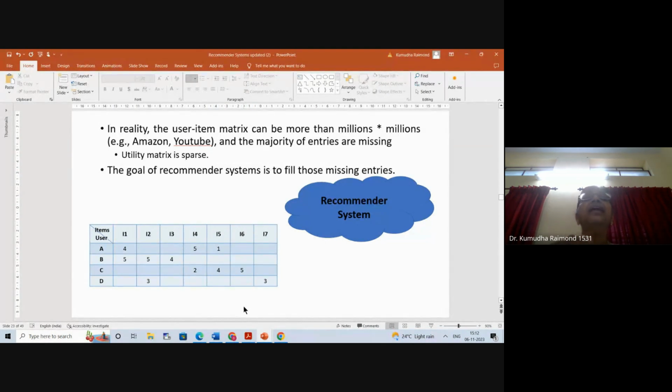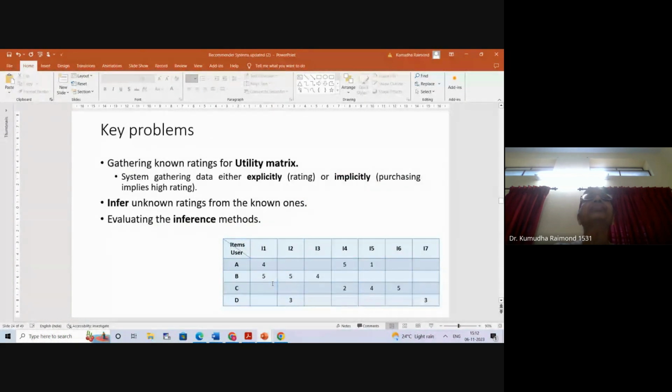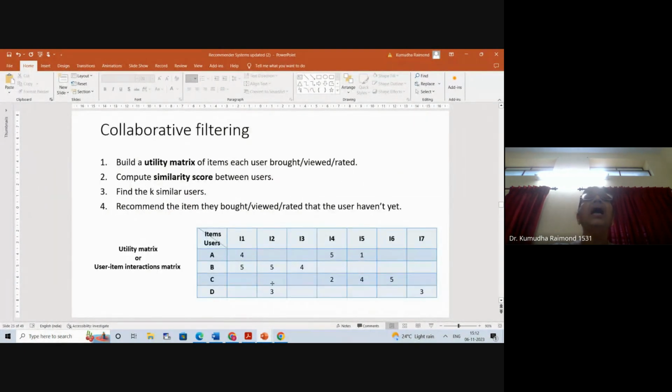So the recommendation system needs to fill in this sparse matrix. Sparse matrix means there are a lot of missing values. So the recommendation system needs to fill up all these missing values, and only then can it go for the similarity index calculation. Okay, so the problem with the utility matrix is that a lot of information is unknown.